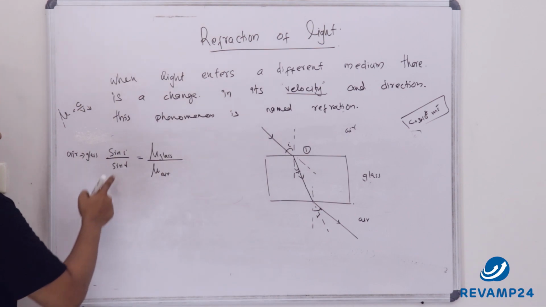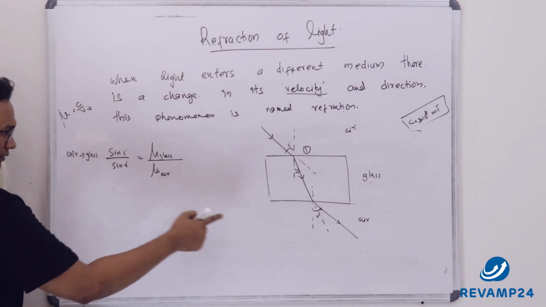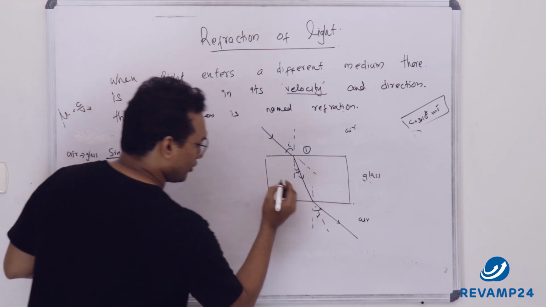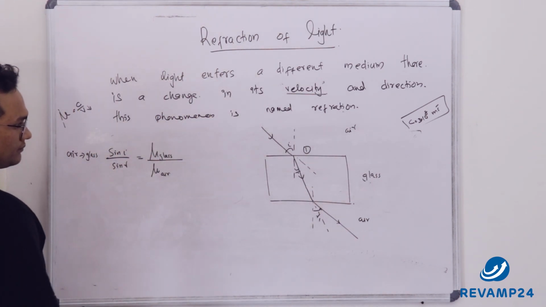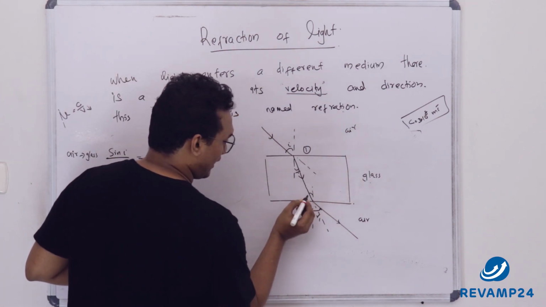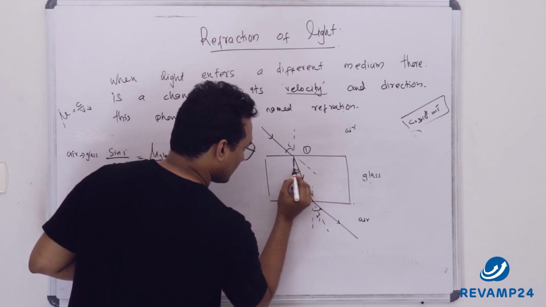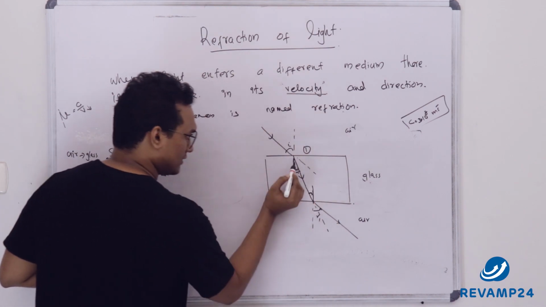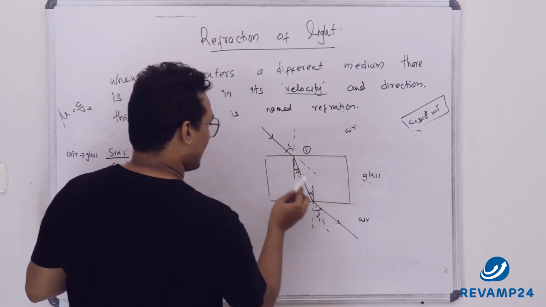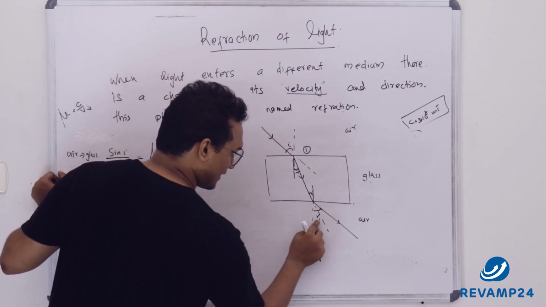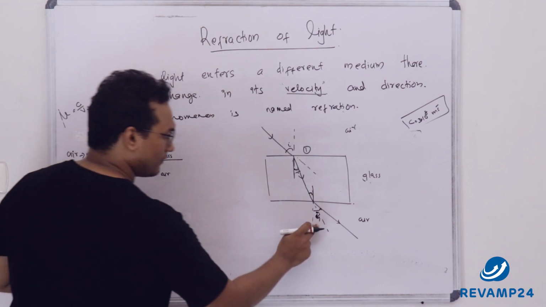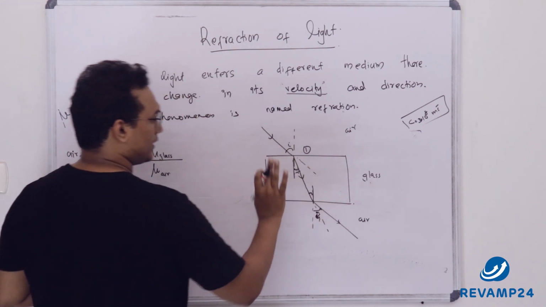Now, at this place, let's say I don't know this angle R1. These two angles have to be equal. If this is R, this angle also has to be R, because these two are parallel lines, and these are alternate angles. So let's consider this as angle I1. I don't know if I1 is equal to I or a different value.